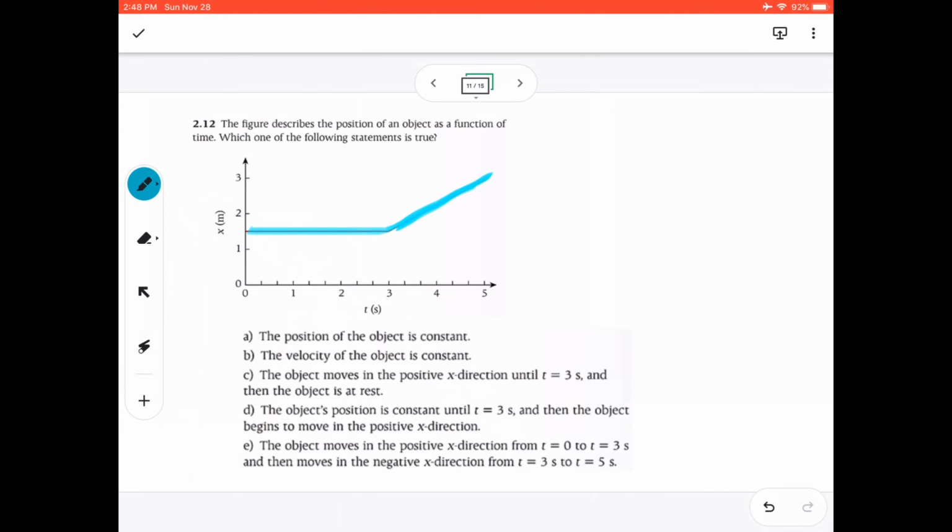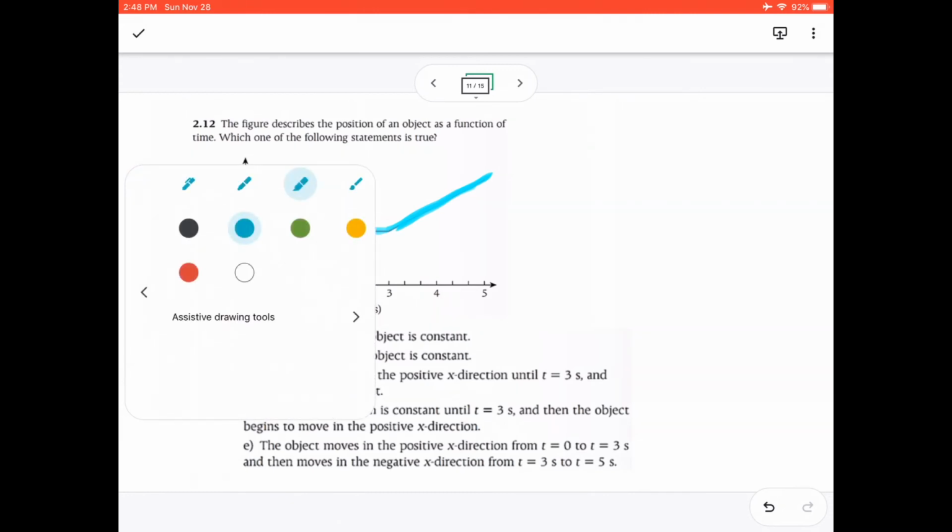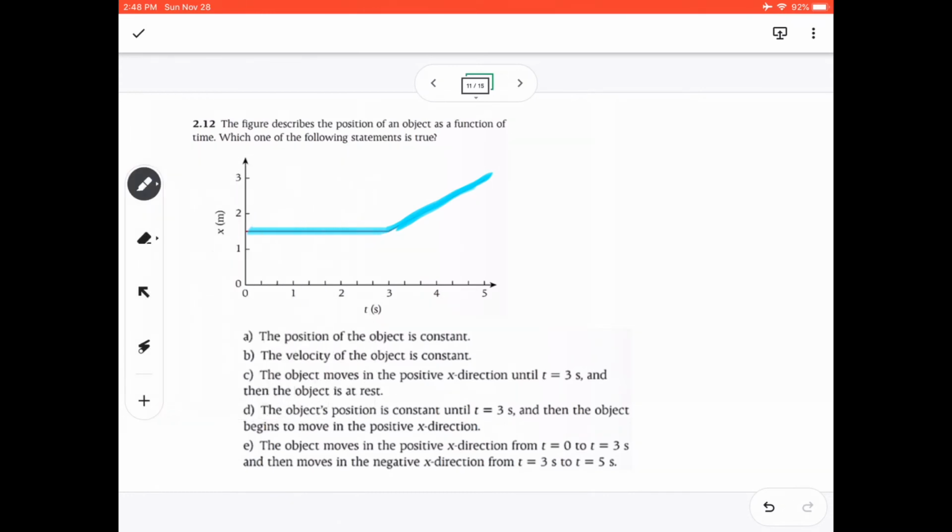All right, so if we're going to analyze all the statements, we're going to start with letter A. For example, the position of the object is constant. No, because there's part 1 and part 2. In part 2, the object's position is not constant; it's increasing with respect to the 0 position. The velocity of the object is constant. No, because at this point, there's no velocity here, 0 velocity.